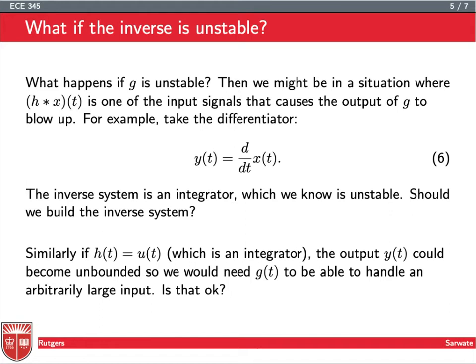So similarly, if h of t was an integrator, which we know is unstable, the output y of t can become unbounded. So if you wanted to find an inverse for this unstable system, it would have to be able to handle an arbitrarily large input, which is probably not okay in terms of the engineering. The reason you want bounded inputs is because you want to make sure that the devices you're using to process the signal are operating within the tolerance of the device.